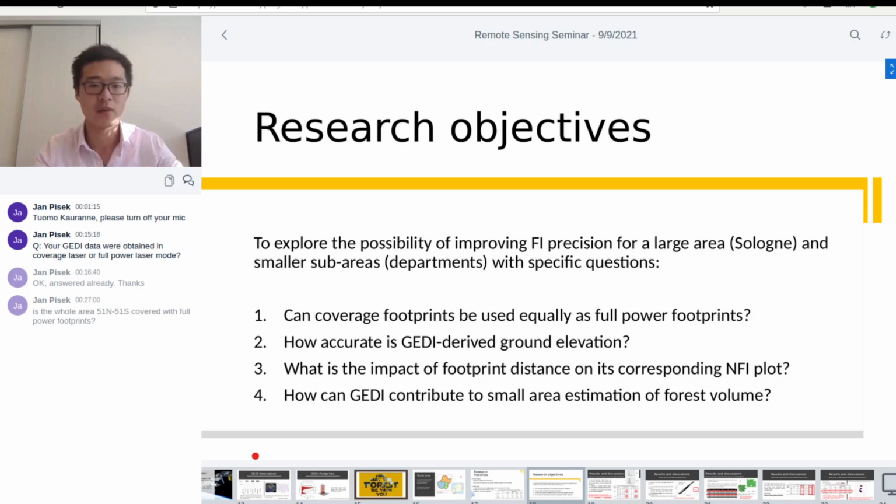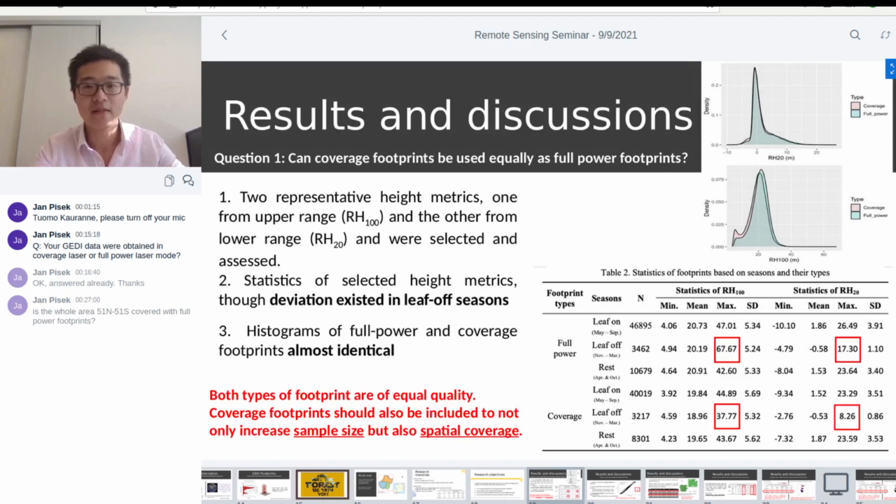And then for the first research question, we selected 2 height metrics, one from the upper range and one from the lower range, RH100 and RH20, and we further looked at the statistics of these 2 metrics. We found out that both types of GEDI footprints are highly identical, but there are some deviations, for example, in leaf-off seasons, and I've marked them out in the red square.